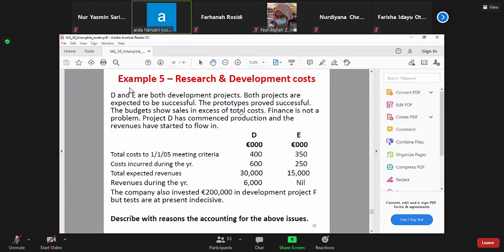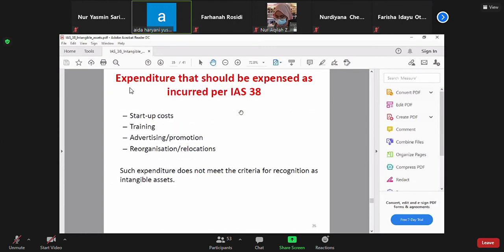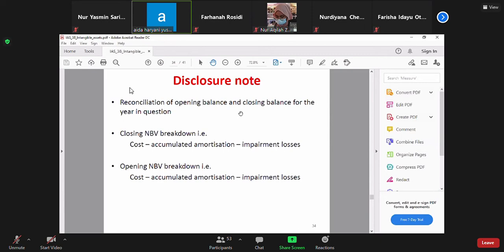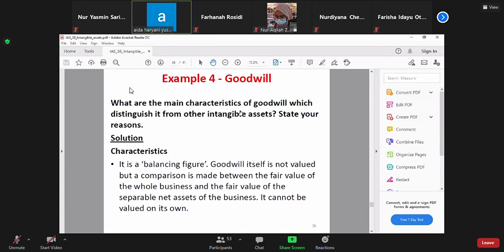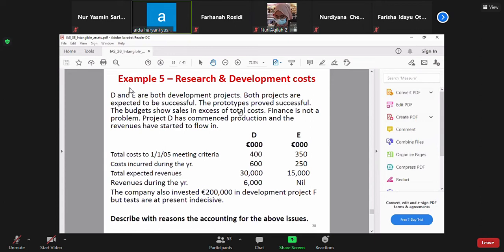the disclosure from just now, the disclosure note, how to disclose it. Okay, look at the question here. D and E are both development projects. So both projects are expected to be successful. All expected only. The prototypes prove successful. Okay, so this is their project. The budget shows sales in excess of total cost. The budget. Finance is not a problem.